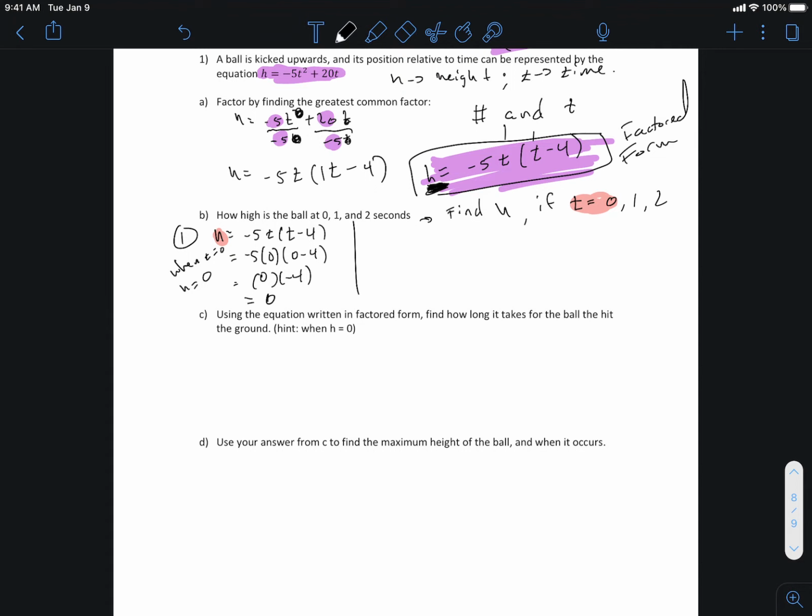It wants us to find what the height is when t equals 1. Let's do the same thing. h equals -5 times t times (t minus 4). Plug in 1. -5 times 1 times (1 minus 4). -5 times -3 is equal to 15. All right, that means h equals 15 when t equals 1.